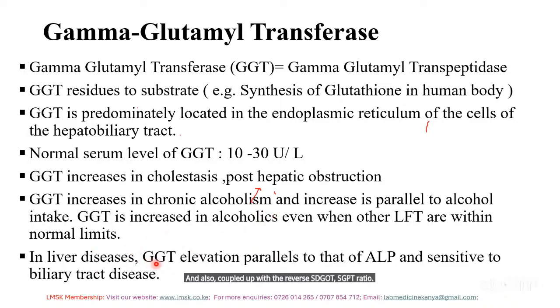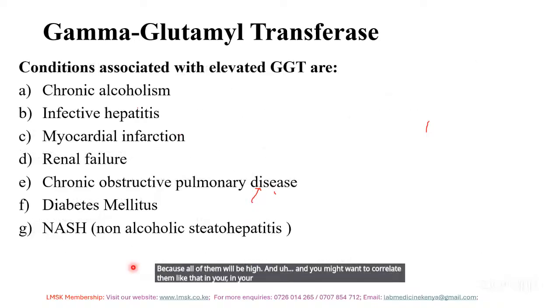Now, in liver diseases, GGT elevation parallels that of ALP and is sensitive to biliary tract disease. So post-hepatic issues such as cholestasis, or blockage of the biliary system, which is the main post-hepatic issue, GGT will correlate with ALP because all of them will be high. And you might want to correlate them like that in your results as you're releasing them.